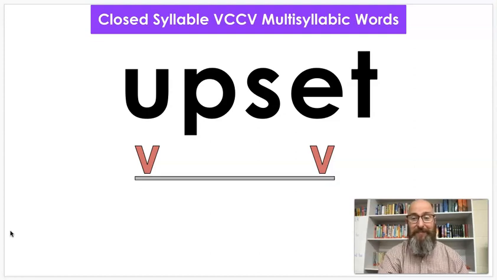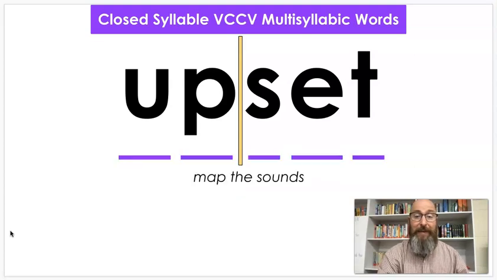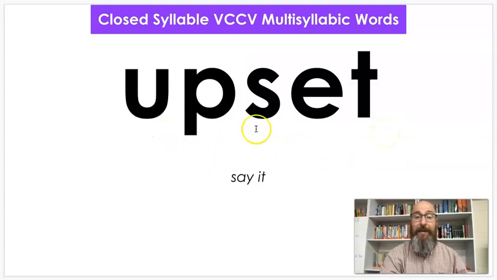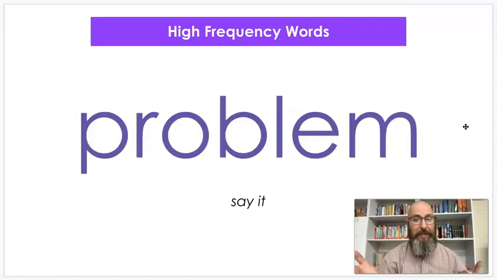Build a bridge. And what do I put on my bridge? My consonants. And I hope you're writing all these down. This is going to help you so much. And what do I do next that I put the consonants? You draw a line and split them up. Now we can map the sounds. Up, up, set, upset, upset.